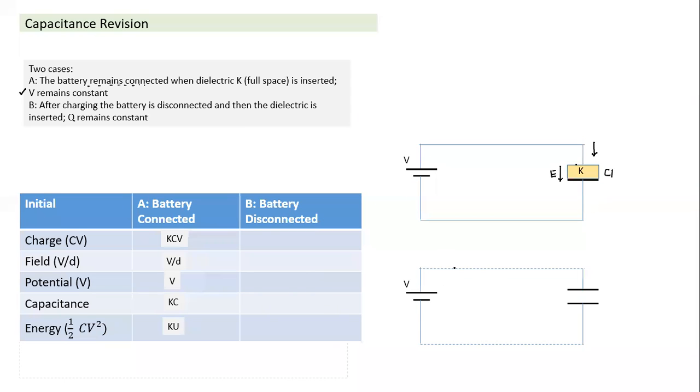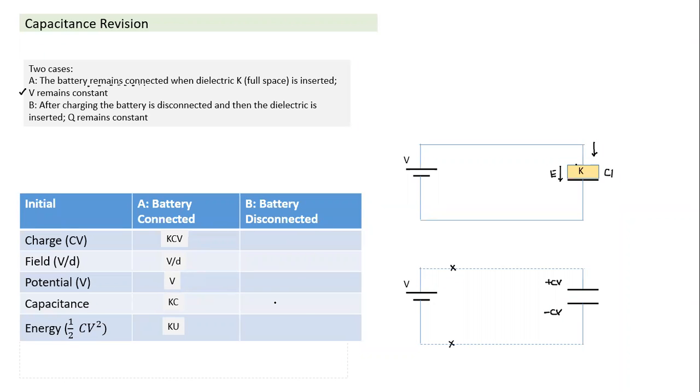Second case, the battery is disconnected after charging. So we have given charge to the capacitor. So the capacitor has charge. This plate will have charge plus CV. This one here will have minus CV. If the battery is not connected, it means charge remains the same.